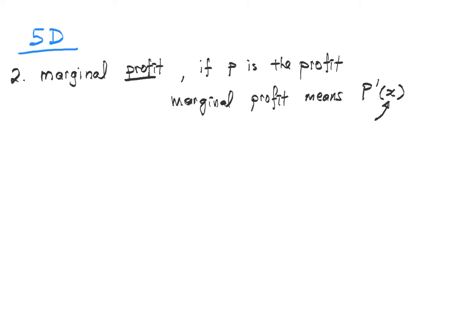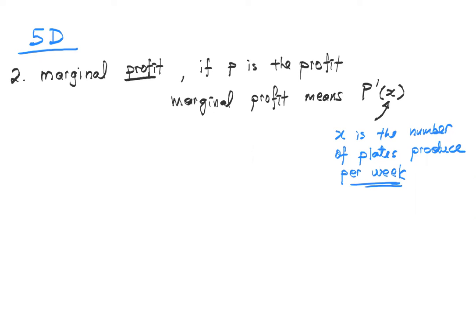And in this case, what is x? Can you tell me what is x? You have to recognize that x is the number of, in this case, number of what? Plates. Number of plates produced per week. So the time is week. Okay? Can or not? So that's all.